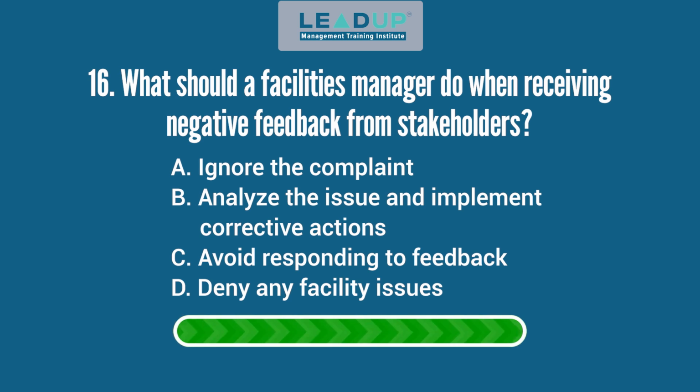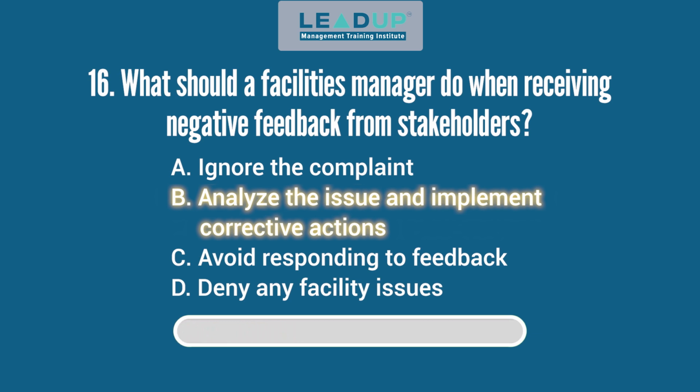Question 16. What should a facilities manager do when receiving negative feedback from stakeholders? A. Ignore the complaint. B. Analyze the issue and implement corrective actions. C. Avoid responding to feedback. And D. Deny any facility issues. Answer: analyze the issue and implement corrective actions.